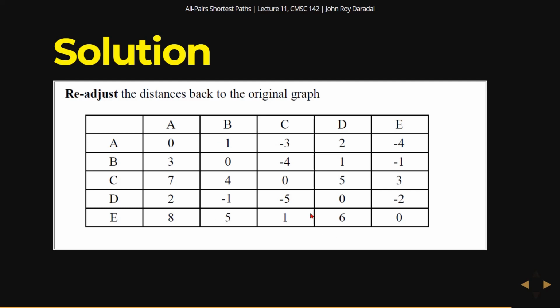Okay, so again, please watch the demo video because I also showed you a shortcut of how to readjust and compute the distances, or do the reweighting and readjusting quickly. So I showed you a shortcut in that demo video. Okay, so that's it for Johnson's algorithm.